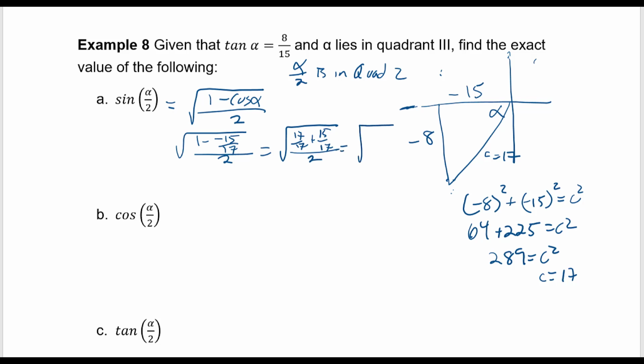So that's going to be the square root of 32 over 17 all over 2. So that's going to be the square root of 32 divided by 17 times 1/2. Dividing by 2 is the same as multiplying by 1/2. So the square root is 16 over 17. Oh, we could do the 16, couldn't we? So that'd be 4 over the square root of 17, or if we rationalize the denominator, 4 root 17 over 17.